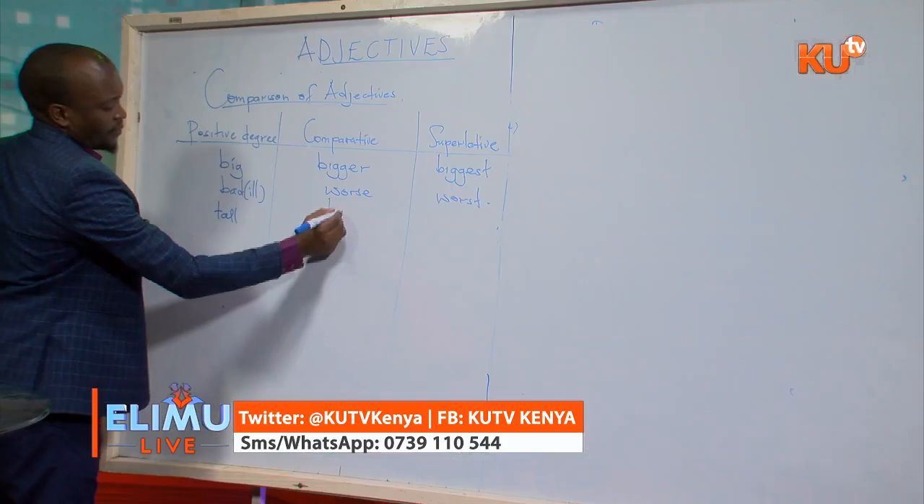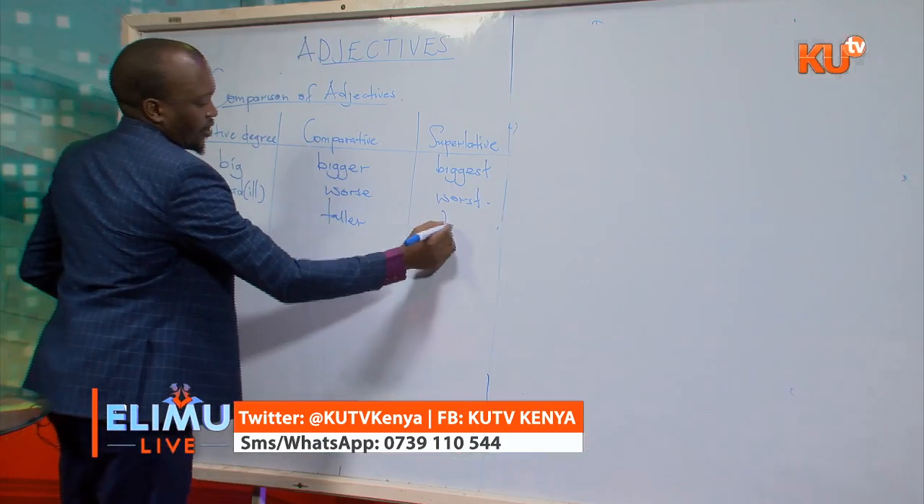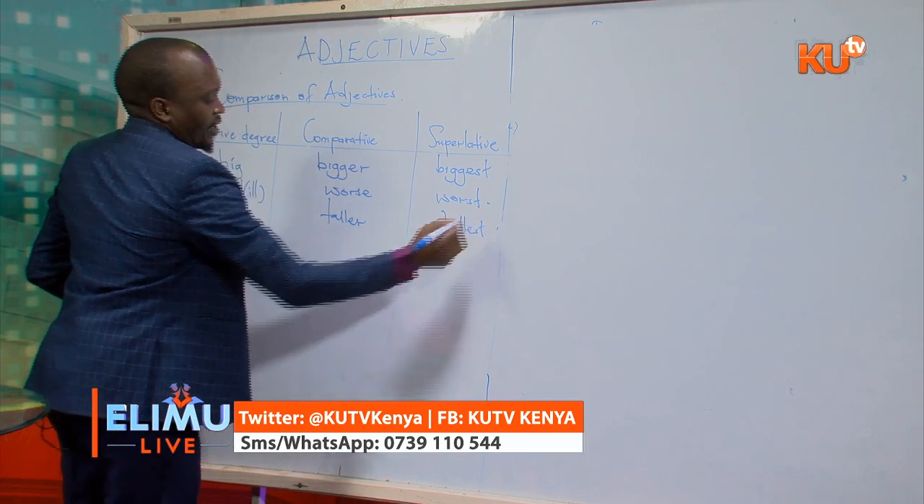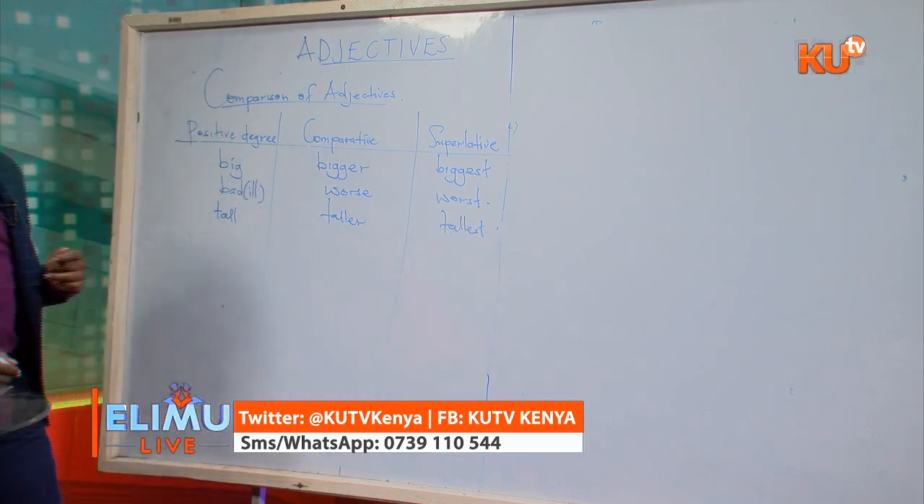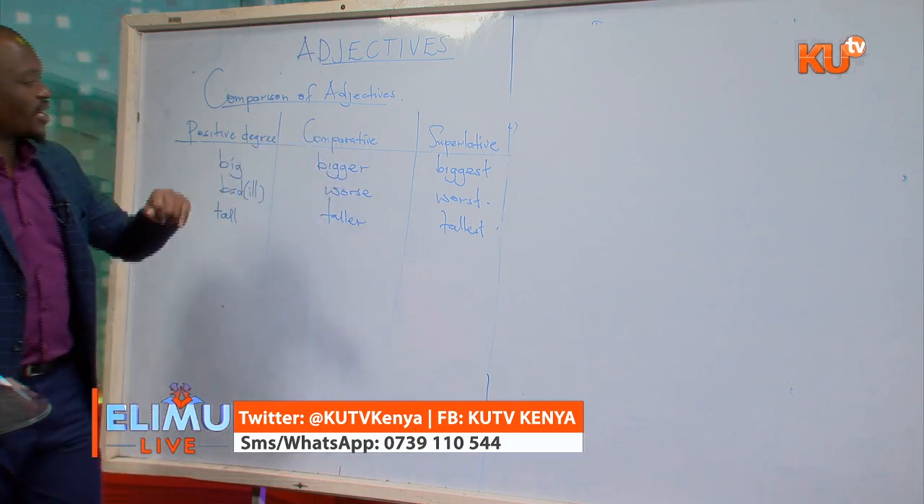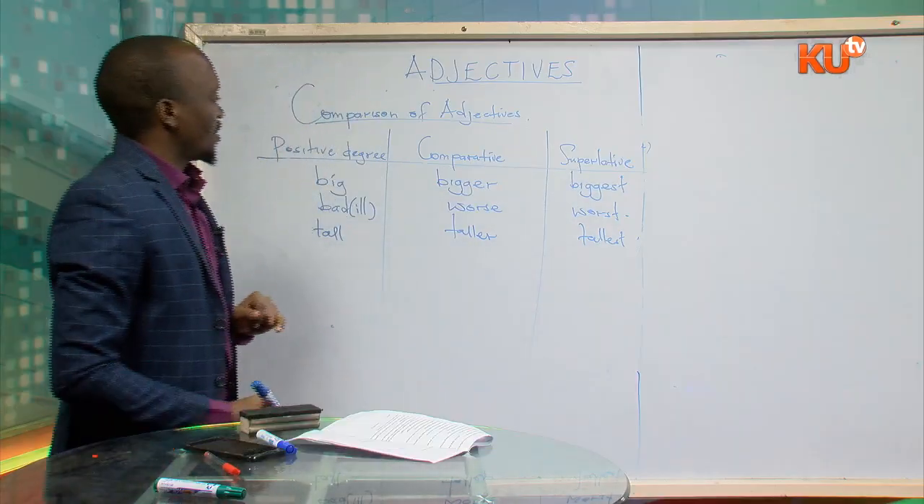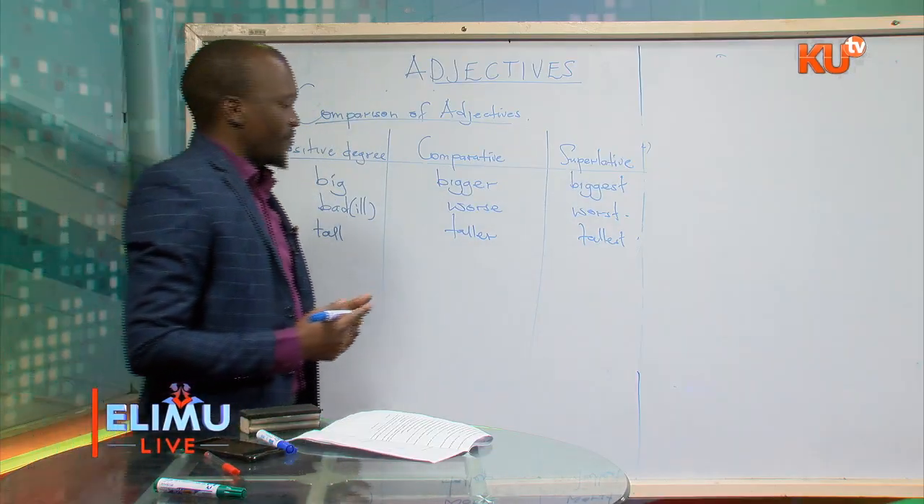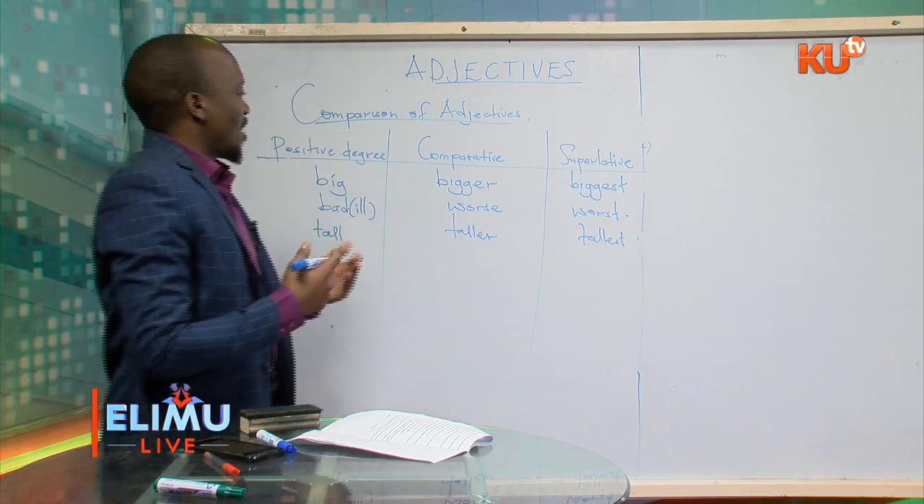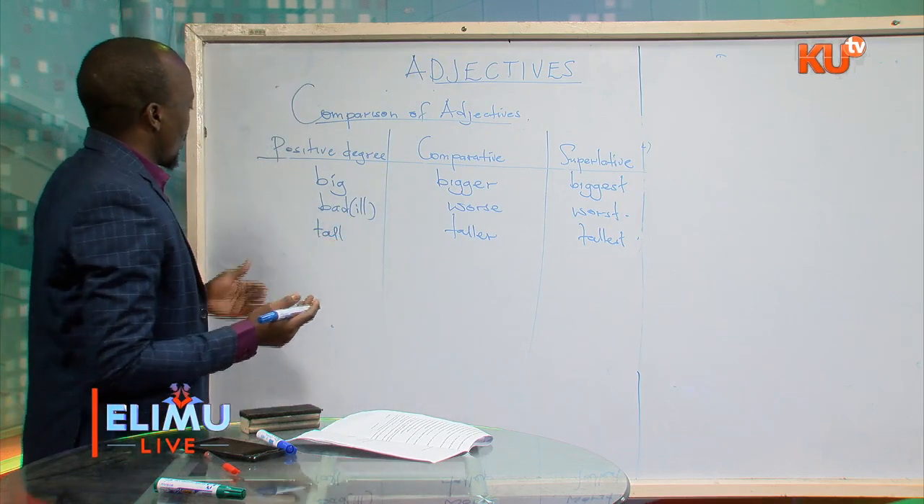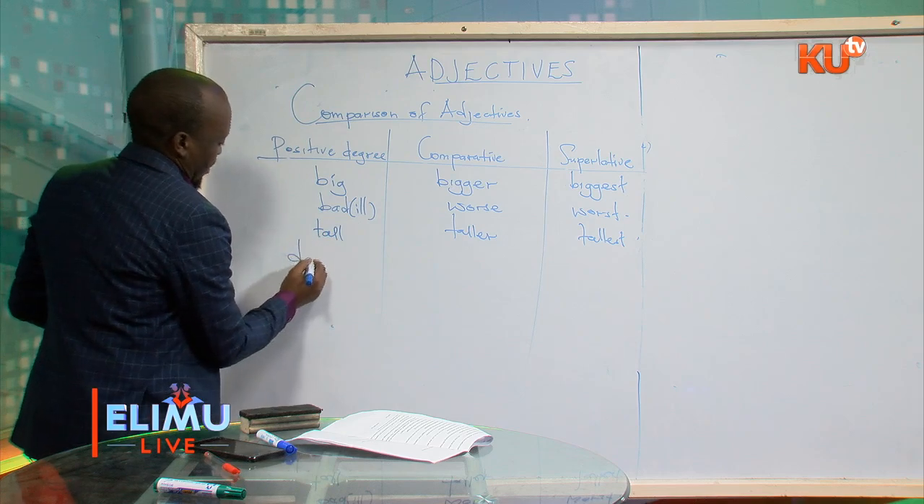We talk of taller and tallest. Then we have those words that we add more to when it comes to comparative, and most when it comes to superlative. Those words are words that have more than one syllable, like dangerous.